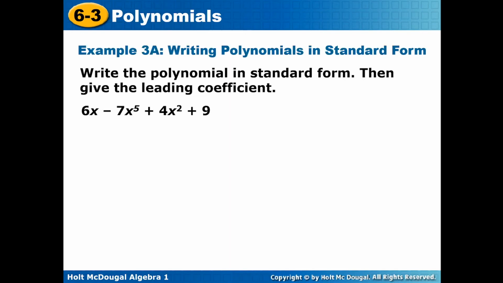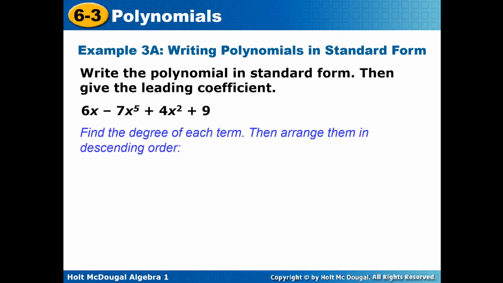On to example number 3. In this example, we have to rewrite each polynomial in standard form, then give the leading coefficient. The example is 6x minus 7x to the 5th plus 4x squared plus 9. We have a total of 4 monomials here. First, we have to find the degree of each. Let's take a look. 6 has a degree of 0. Attached to it is x.